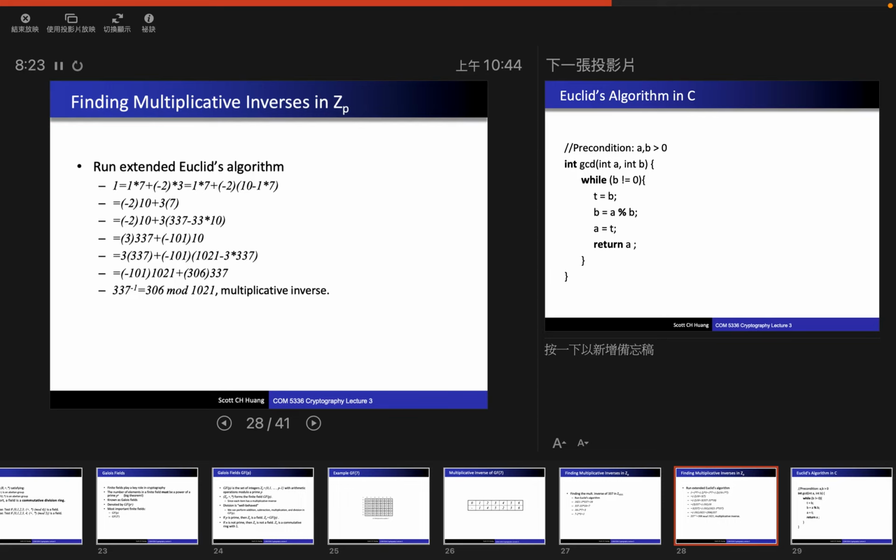Mod 1021. So here we have a multiple of 1021. So here, if we mod 1021, the whole thing disappears. The only remaining thing is 306 times 337. And then on the left, it's 1. So finally what we get is this.